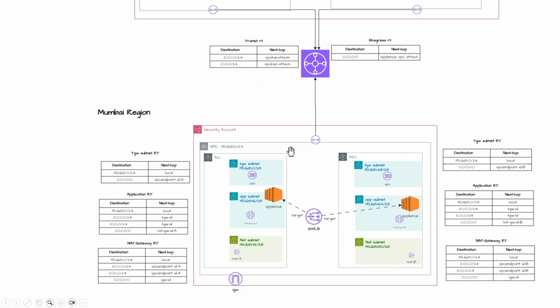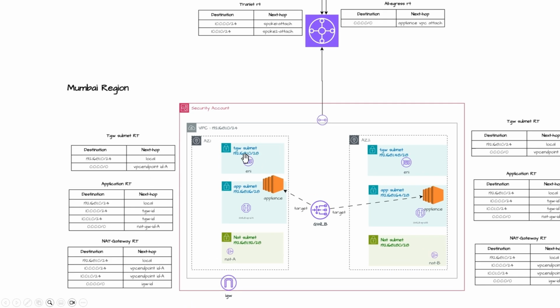The traffic will reach the transit gateway subnet here, and the transit gateway subnet again looks at the route table, which says for any traffic, the next hop is going to be the VPC endpoint, or gateway load balancer endpoint. The traffic will land onto the gateway load balancer endpoint here, and from the gateway load balancer endpoint, the traffic will be routed to the gateway load balancer using the private link. The gateway load balancer again will do the encapsulation, and using the Geneve header, it will forward it to the firewall appliance for the inspection of the packets.